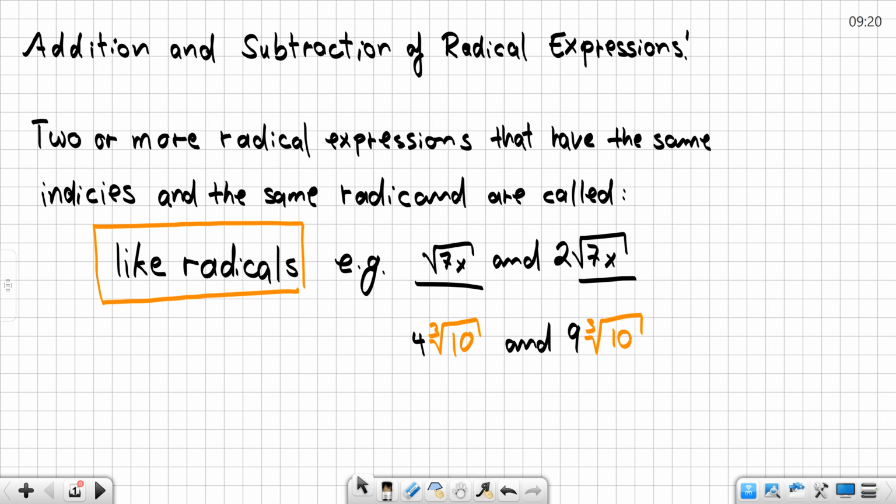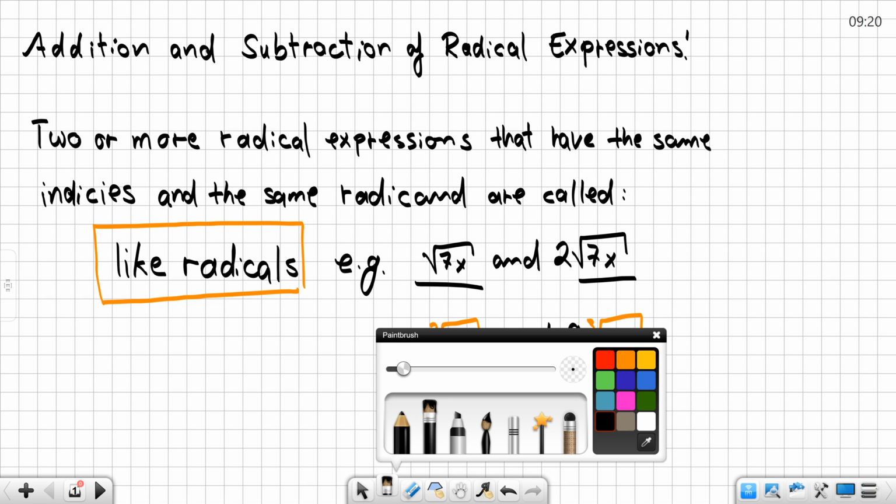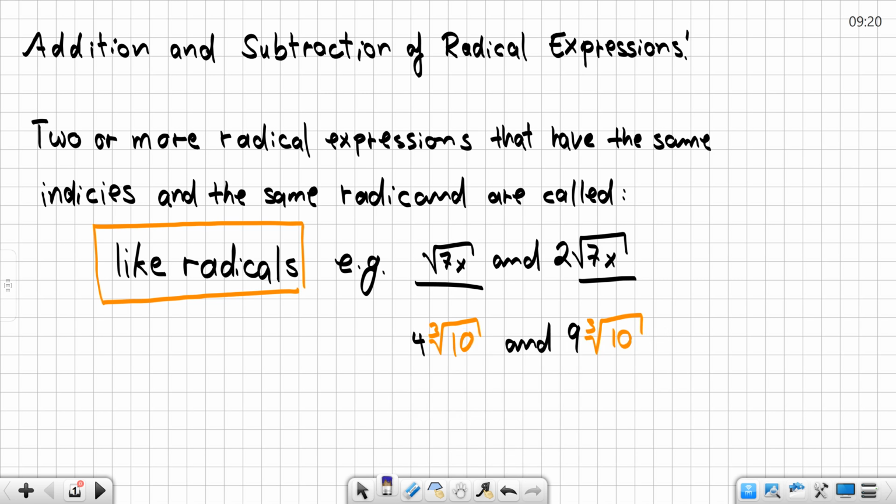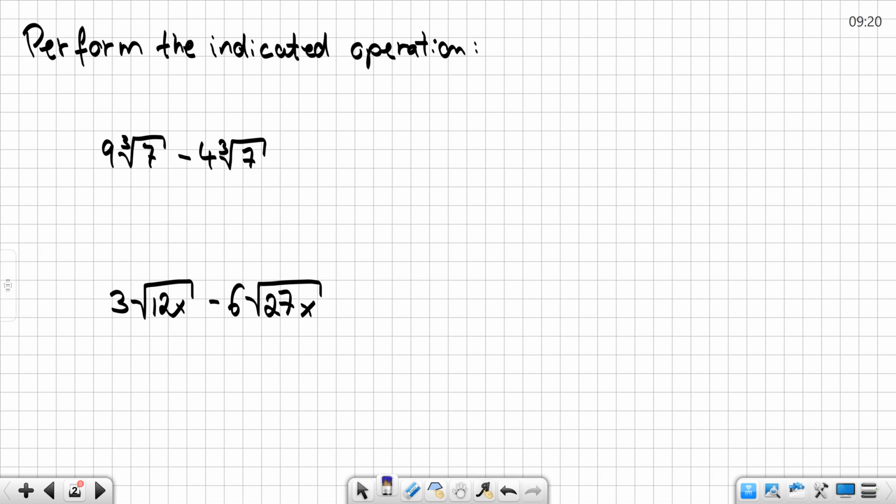So if we have like radical terms, then it's really the same thing that you have done before when we were simplifying polynomials. For instance, if I have 2x and I want to add to this 3x, we said that these are like terms, and this is 2 plus 3x, which will be just 5x. You just add them. It's like comparing apples with apples and not apples with oranges. So let's go ahead and do this.